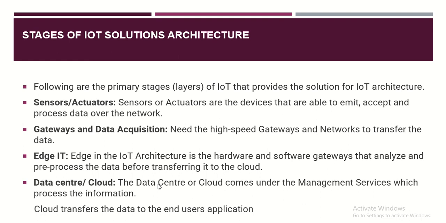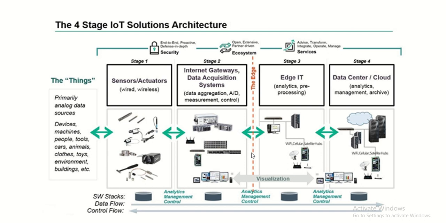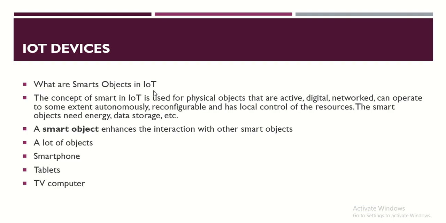Data center and cloud. It comes under the management service which processes the information. The cloud transfers the data to the end user applications. So this is the diagrammatic representation of the four-stage IoT solution architecture. IoT devices will continue in the next video.